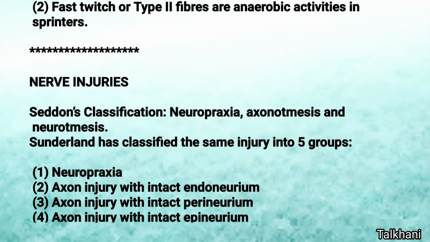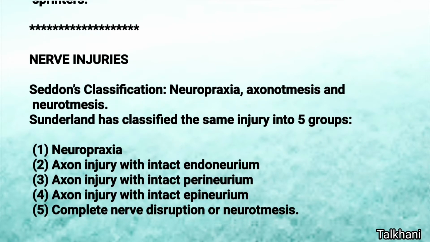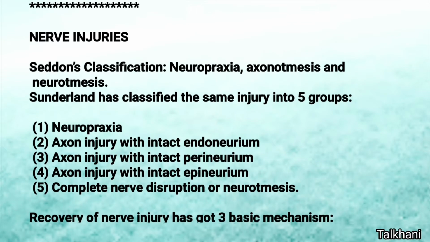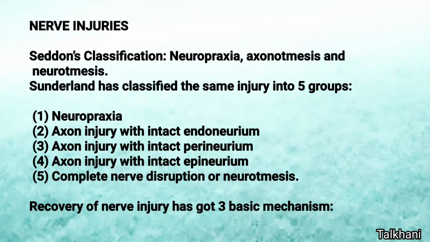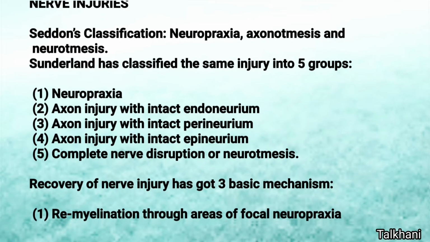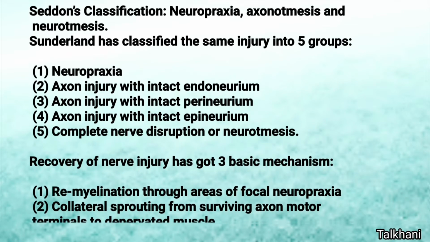Three different mechanisms play a role in the recovery of nerve injury. Number 1, remyelination through areas of focal neuropraxia. Number 2, collateral sprouting from surviving axon motor terminals to the denervated muscle. Number 3, nerve regeneration from the site of injury.